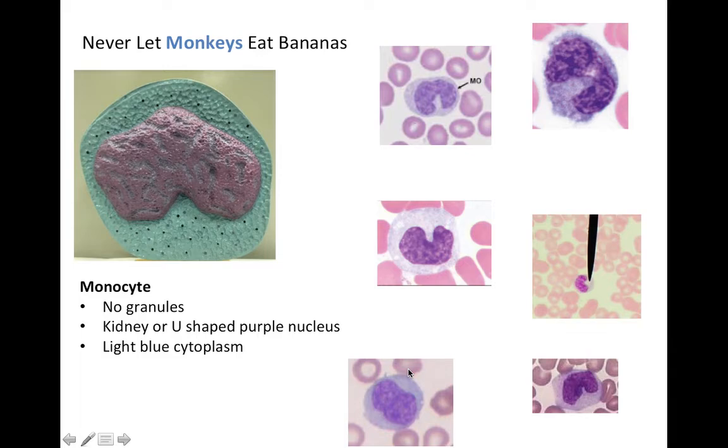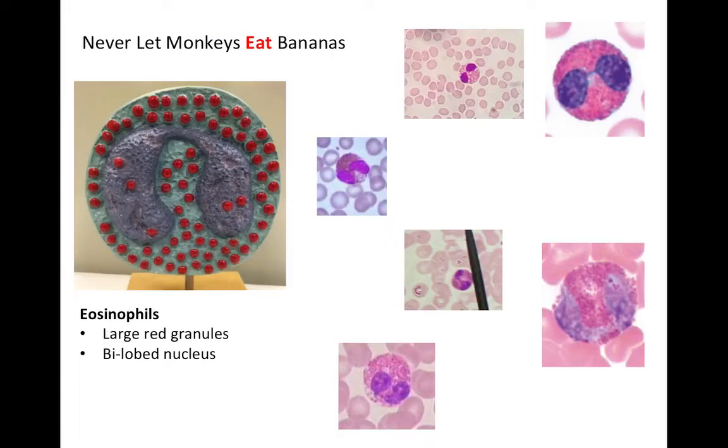Next one is our monocytes, our other agranulocyte, so no granules, so the cytoplasm is going to look pretty smooth. Nucleus here is going to be kidney or U-shaped. And again, that light blue cytoplasm. So here are some examples of different monocytes. Eosinophils are our next one.